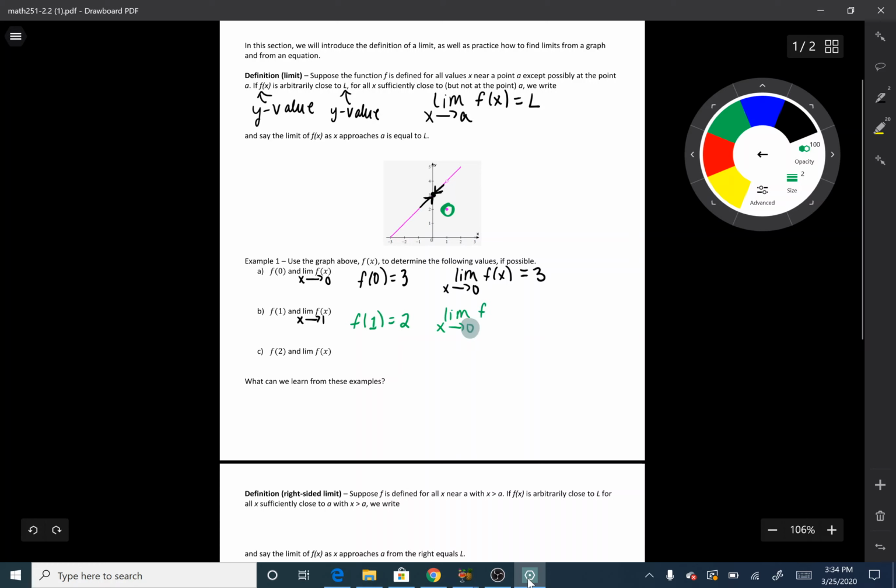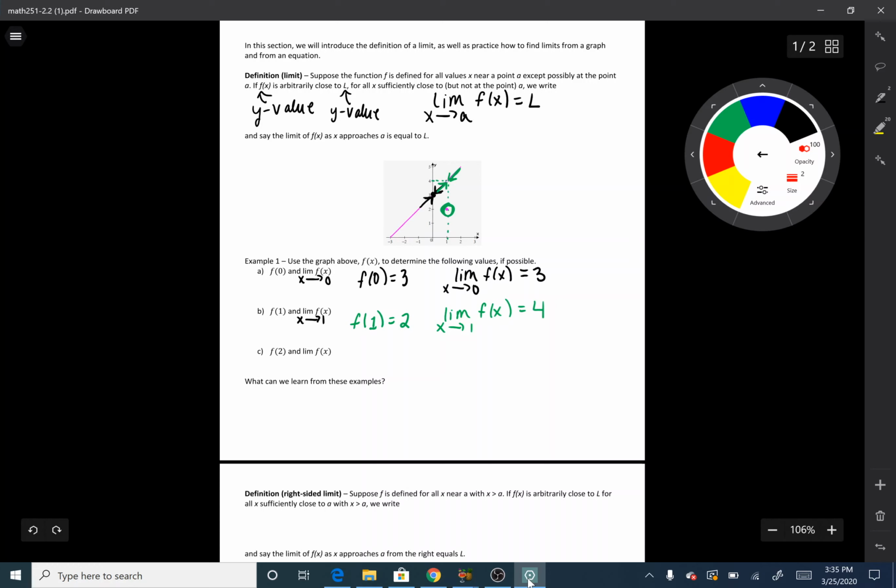But then in order to find the limit as x goes to 1 of f of x, I have to do the same thing that I did in the previous example, and I have to look at both sides of the function from the right and from the left as x approaches 1. So on the right-hand side, this is where x is equal to 1. If I approach the function from the right, I see that it approaches the y value of 4, and it's doing the same thing on this side. If I approach x equals 1 from the left, I see that the y value approaches 4. So the limit as x goes to 1 of f of x is equal to 4.